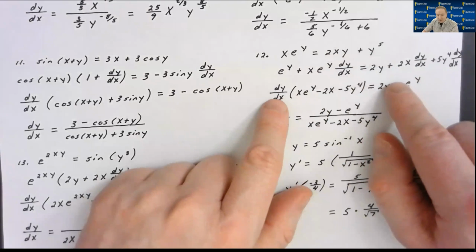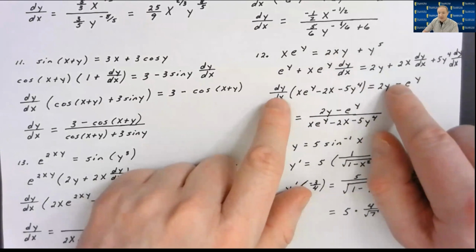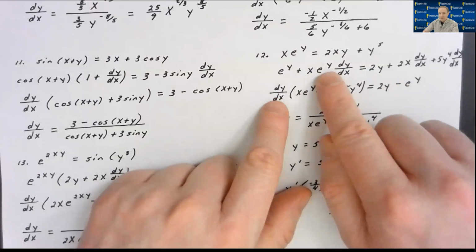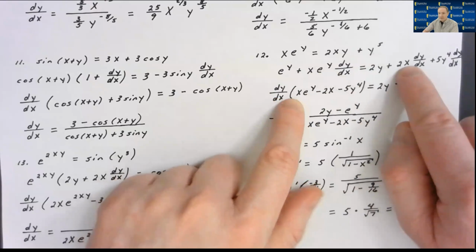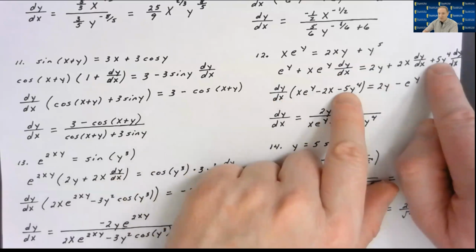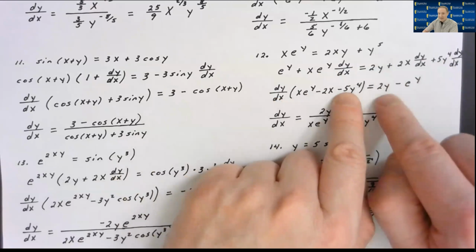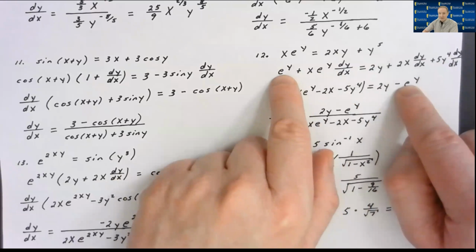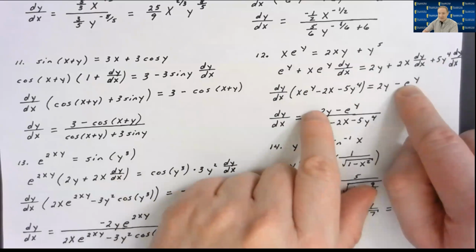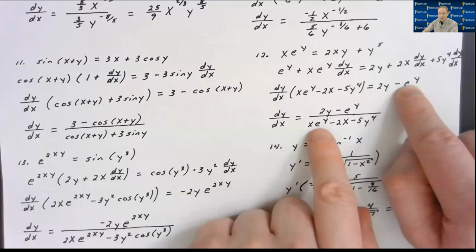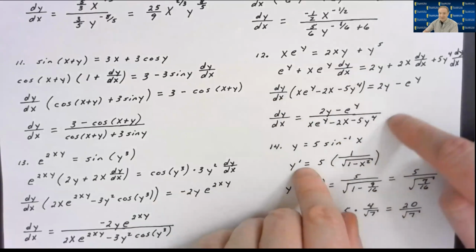Now, on the left-hand side, I want to get every single dy/dx term over there. So I go ahead and I factor a dy/dx out. I'll have x e to the y. When I move this term over, it'll become minus 2x. When I move this term over, it'll be minus 5y to the fourth. Every other term that doesn't have a dy/dx needs to be on the right. I already had a 2y over there. And this e to the y becomes a minus e to the y on the right. So now I can say that 2y minus e to the y needs to be divided by everything that was multiplying dy/dx, and that's your final answer.